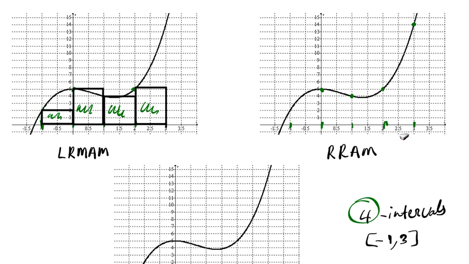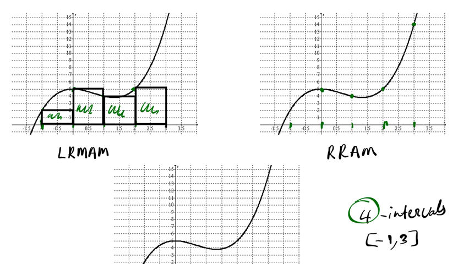I started from the right, 1, 2, 3, 4, because we're using 4 intervals, and I didn't pick the last one. And if you notice, in the LRAM case I started from my left, 1, 2, 3, 4, and I didn't use the last one. That's always the case. For LRAM, you leave out the last one on the right, and for RRAM, you leave out the last one on the left.